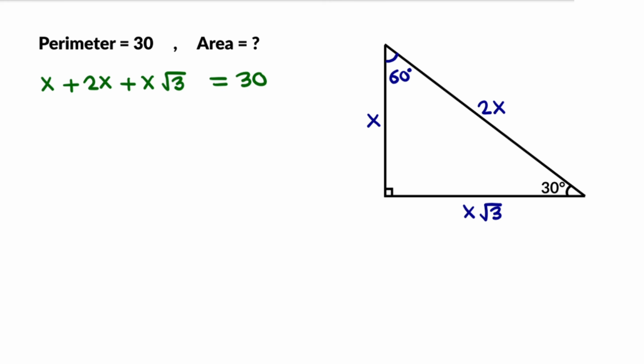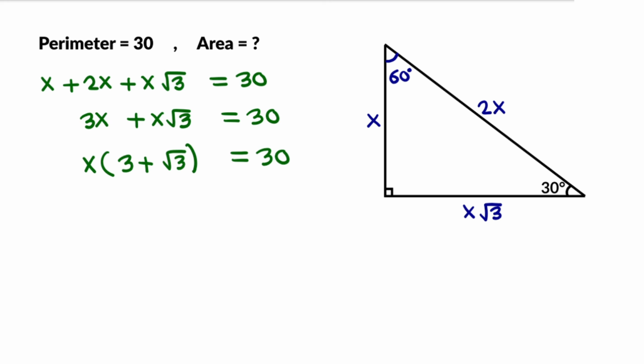Combine the first 2 terms. That gives 3x plus x square root of 3 equals 30. Factor out x. We get x times the quantity 3 plus square root of 3 equals 30. To isolate x, divide both sides by the quantity 3 plus square root of 3. So, x equals 30 divided by the quantity 3 plus square root of 3.